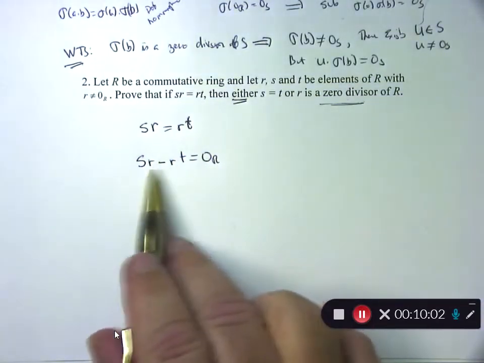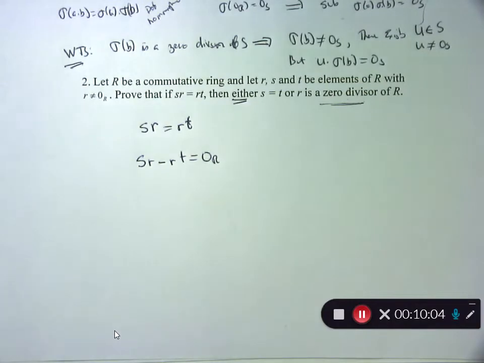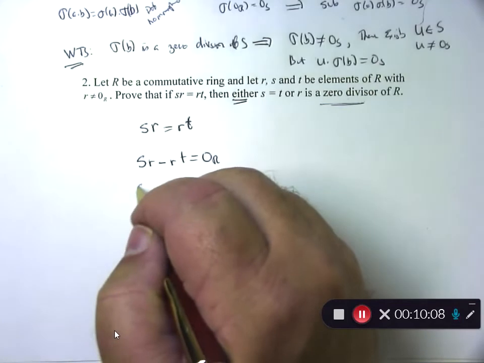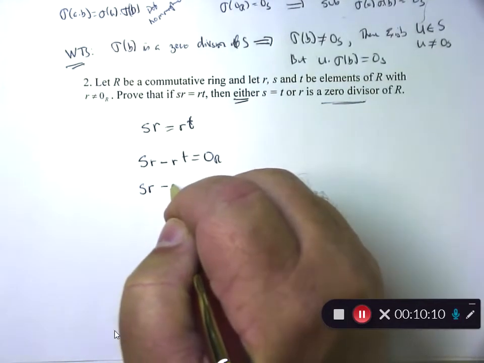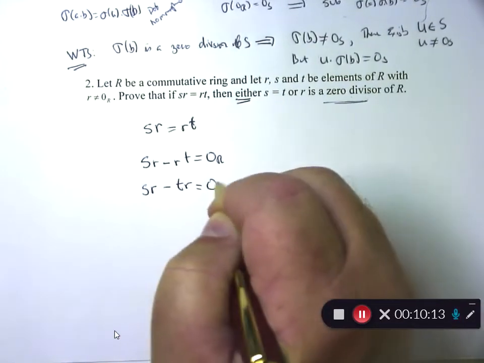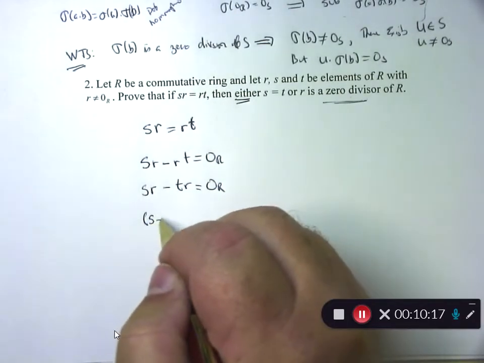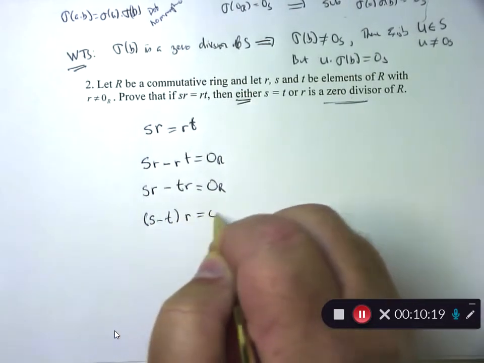But remember, if I'm going to do any kind of factoring, they have to be on the same side. But luckily, I have a commutative ring. So by commutativity, SR minus TR would be equal to 0 in R. And then you can factor out your R. (S minus T) times R equals 0R.